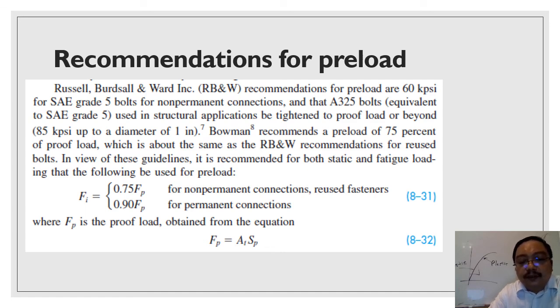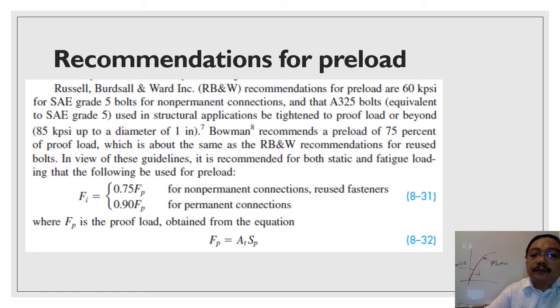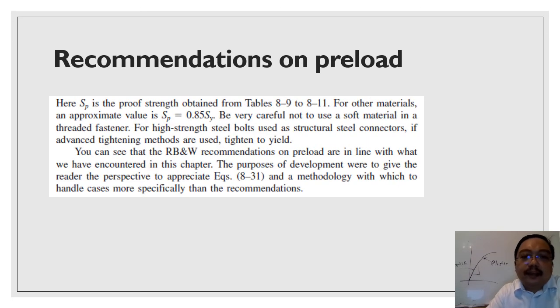Where Fp is the preload obtained from the equation. So if the bolt you have to use again and again, take this 0.75 for initial preload, and if the bolt you do not use anymore, but it's a permanent connection, use 0.9. Sp is the proof strength obtained from tables 8.9 to 8.11, and for other materials an approximate value is Sp equals 0.85 Sy, the yield strength.